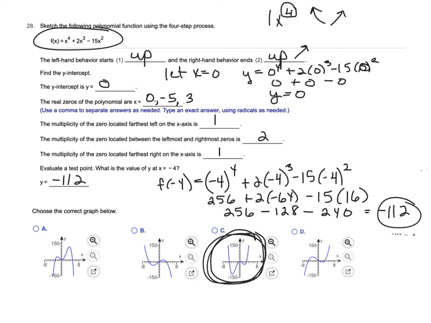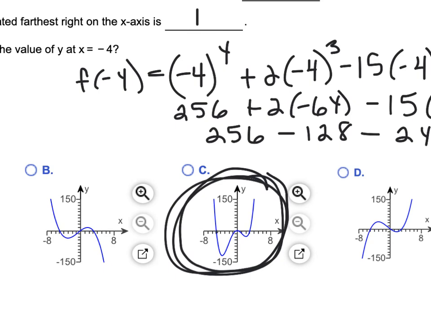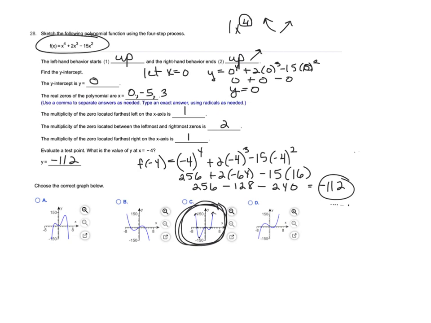Really from the end behavior, but you can double check the zeros. If you notice, the zeros were 0, -5, and 3. Let's see. -5, 0, and 3. They both ended going up. And when you were at -4, you got a point way down here at, you know, -112. So that all makes sense. And that's how you go through working 27 and 28.